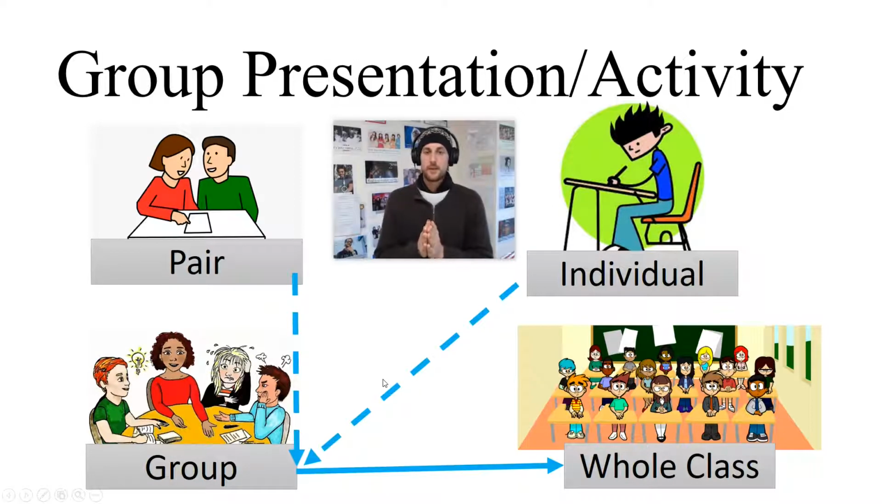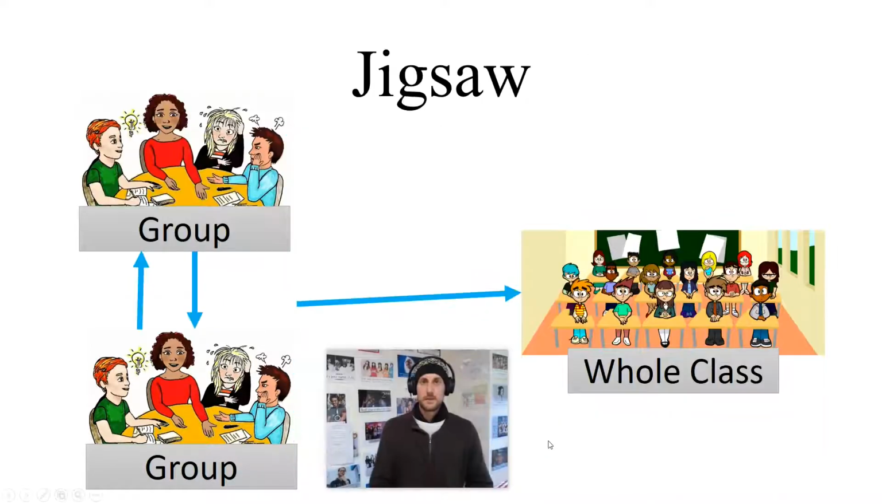Some interaction patterns require multiple movements or shifts. For example, in a lot of group presentations, individual or pair work often might combine into group work, which then spreads out into the whole class as you present. Or consider a jigsaw where you have multiple group movements where students are discussing and sharing information. When considering how to instruct an activity, thinking about the shifts and movements among interaction patterns can be very helpful.